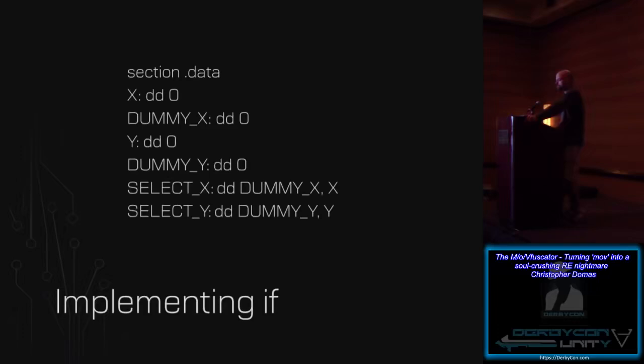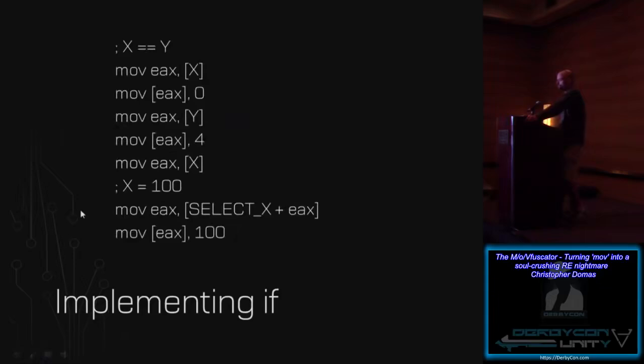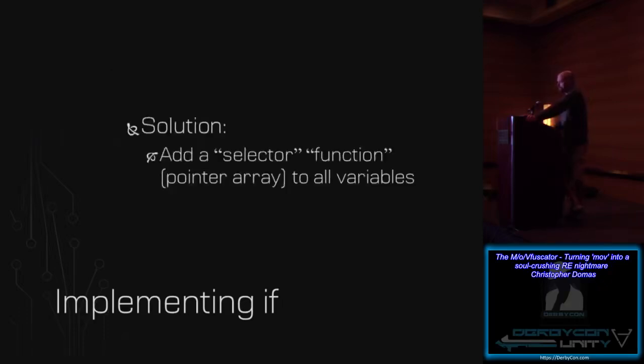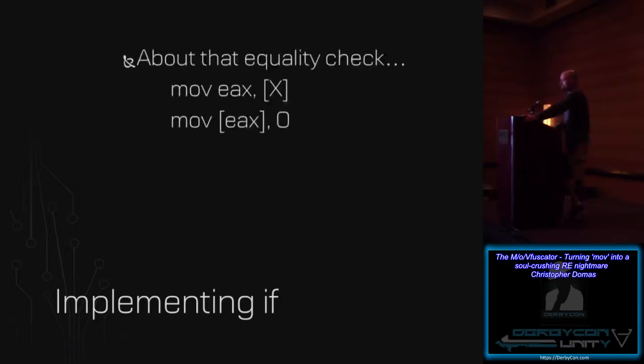In assembly, it's something like this with NASM syntax. You've got a real copy of your variable x, a fake copy of your variable x, a real copy of y, and a fake copy of y, and then you've got these arrays to select between the two. Use the equality check that we already looked at to pick between a pointer to the real data or a pointer to the fake data. You grab that pointer out of your array, and then you assign 100 into whatever pointer you grabbed. Either that's going to assign to real data or fake data, depending on the results of that equality check. So the solution to implementing ifs at a low level is to add these selector functions, which are really just pointer arrays for all of our variables.